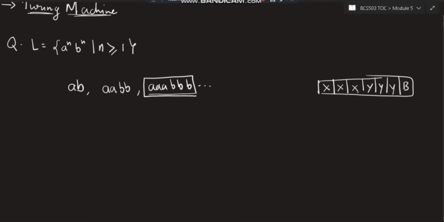After that, I'll go back, I'll find there are no more a's, I'll come back and see there is a capital B, which means that after an equal number of a's and b's are over, according to this question, a power n, b power n, I reached a B. That means it's a valid string and it's accepted.